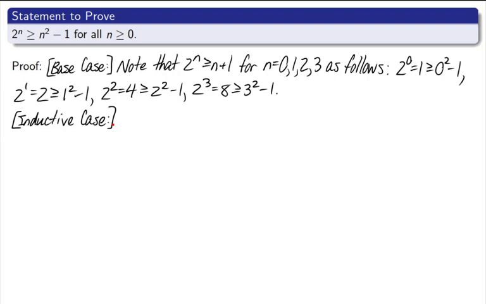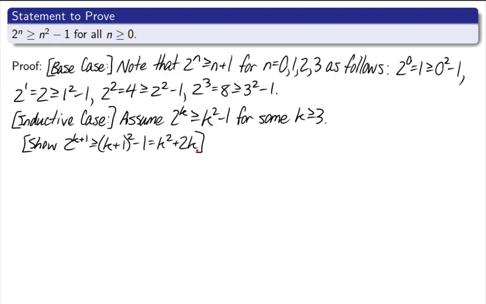Now let's do our inductive case. Assume 2 to the k is greater than or equal to k squared minus 1 for some k greater than or equal to 3. Again, you want to assume this for some k and show it for k plus 1. Since I did all the way up to 3 on my base case, I can assume that k is starting at 3. This is the reason I went to 3. But again, it's still not exactly clear why I need k to be this big. You'll see soon. Let's write down what we're trying to show.